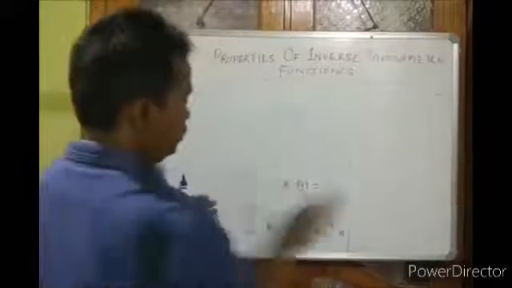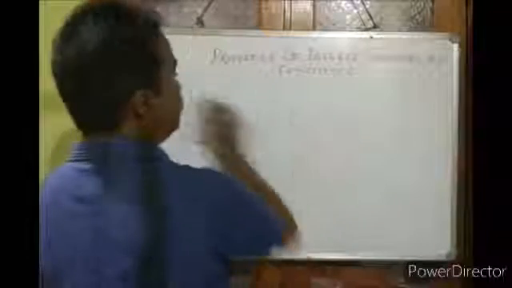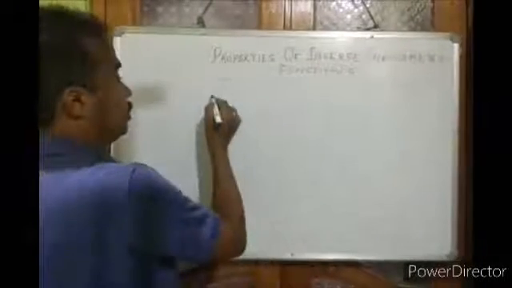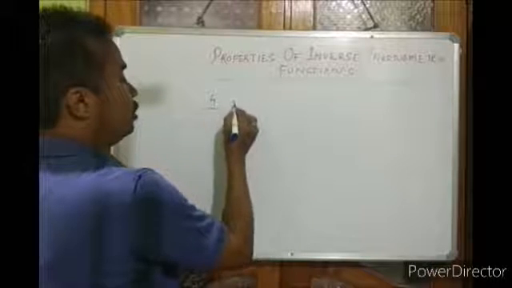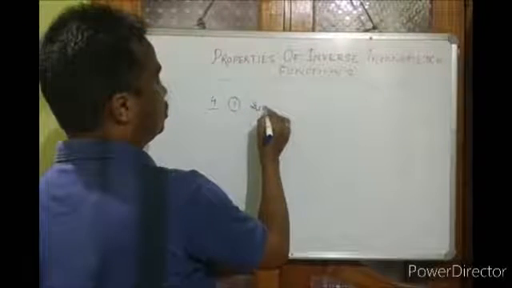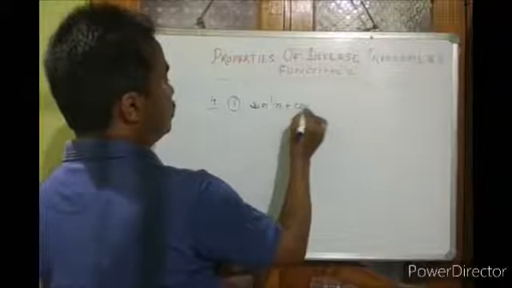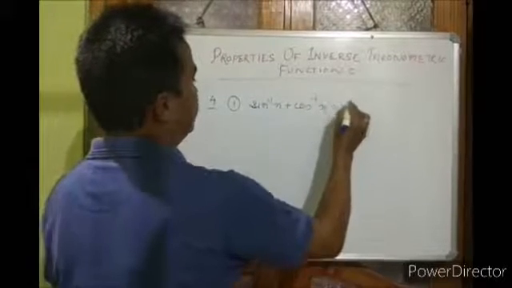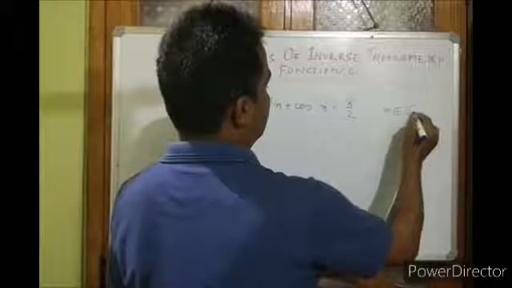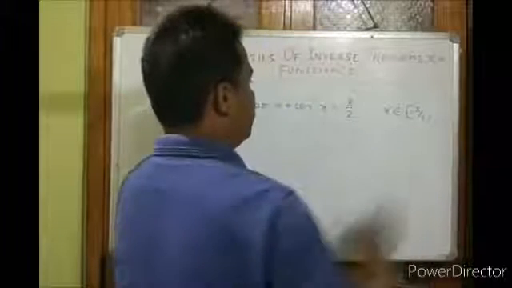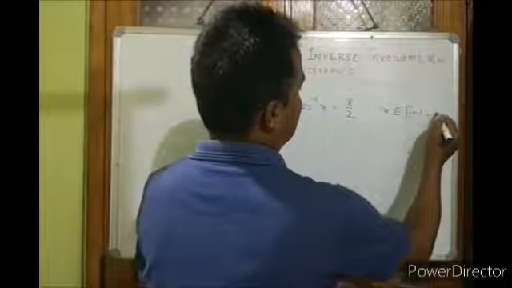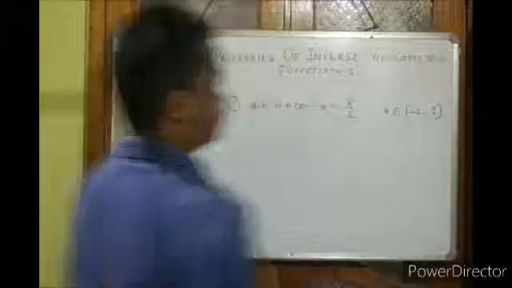After that, let us discuss the next property. Property number 4. This is also a very important property. Number 1: sin inverse x plus cos inverse x is equal to pi by 2, and obviously x belongs to the interval minus 1 to plus 1.